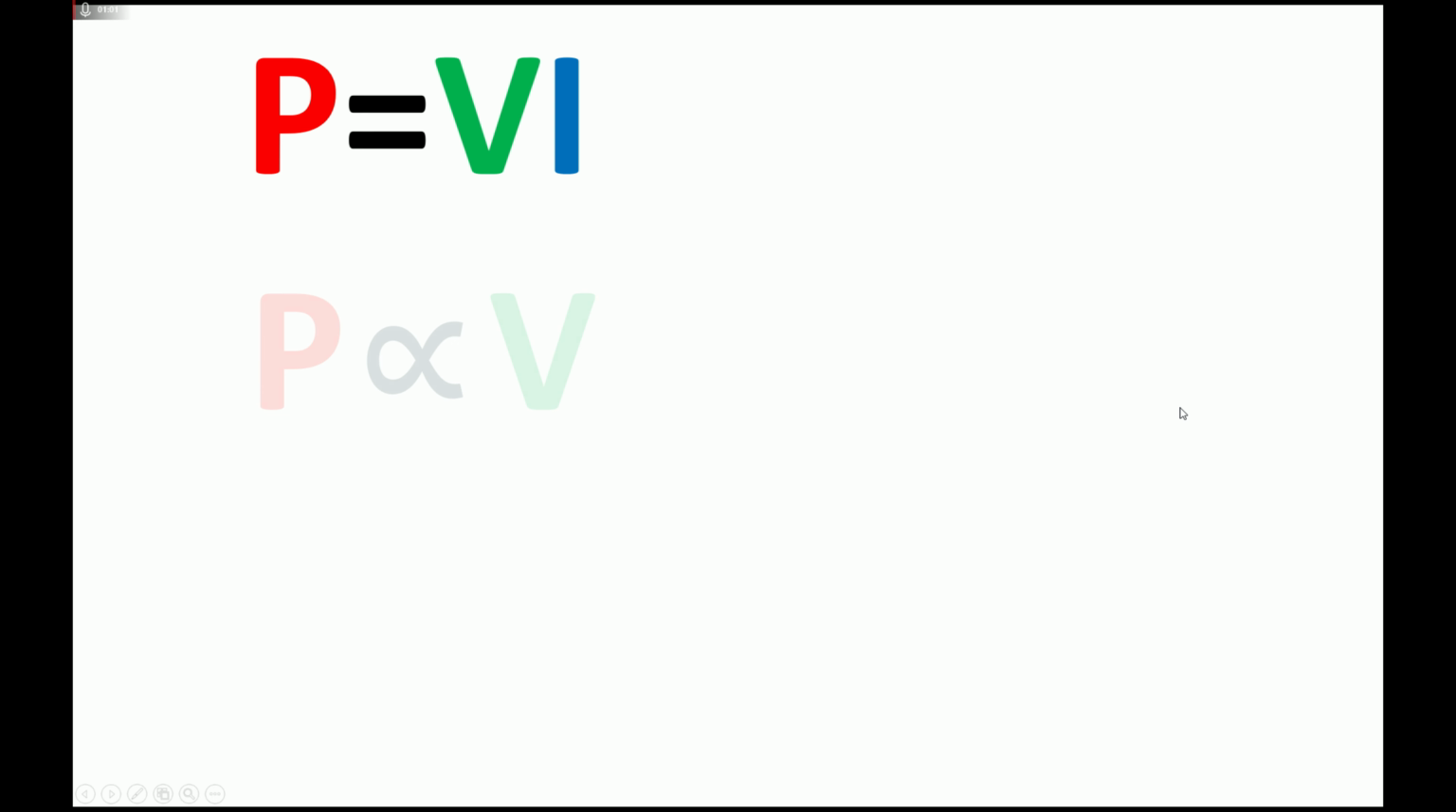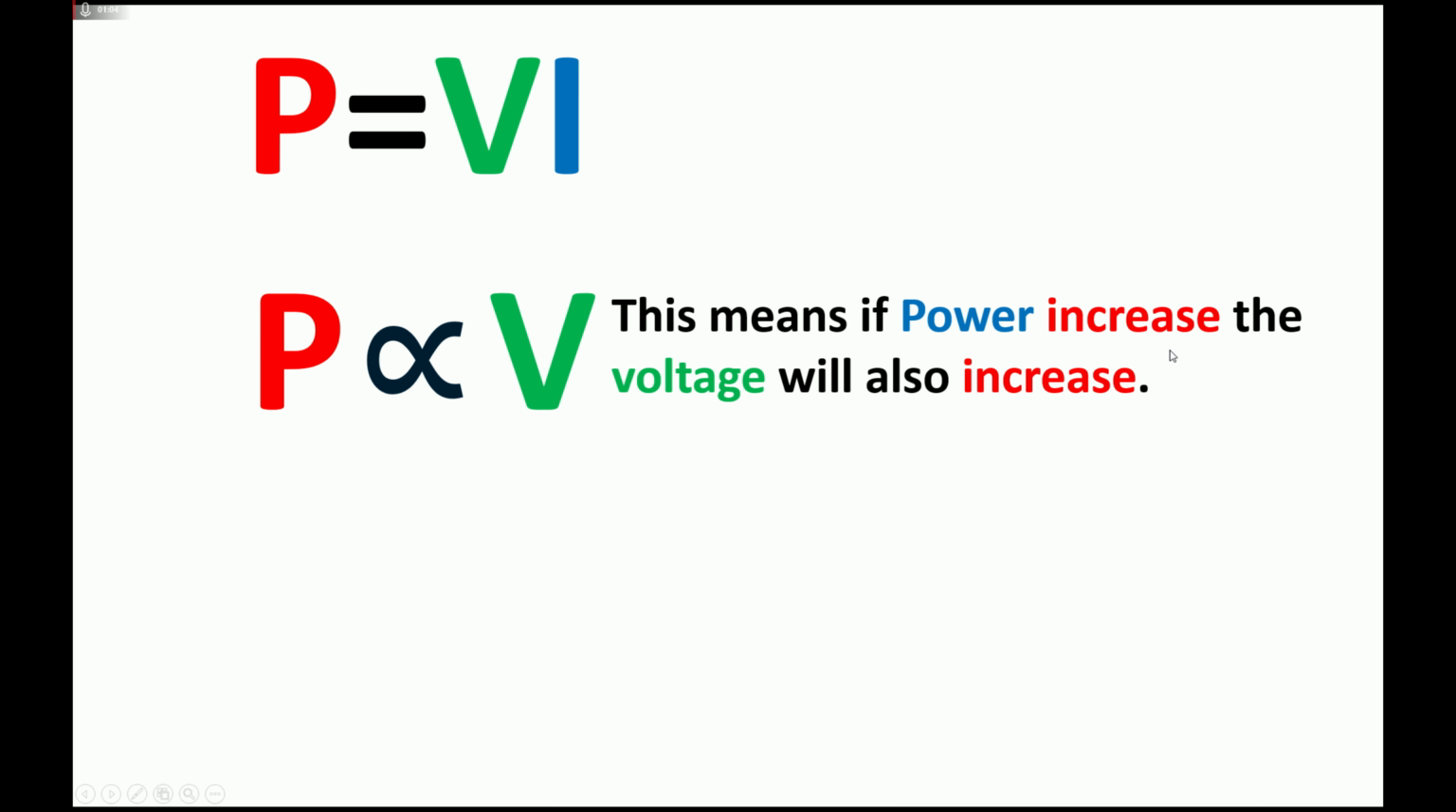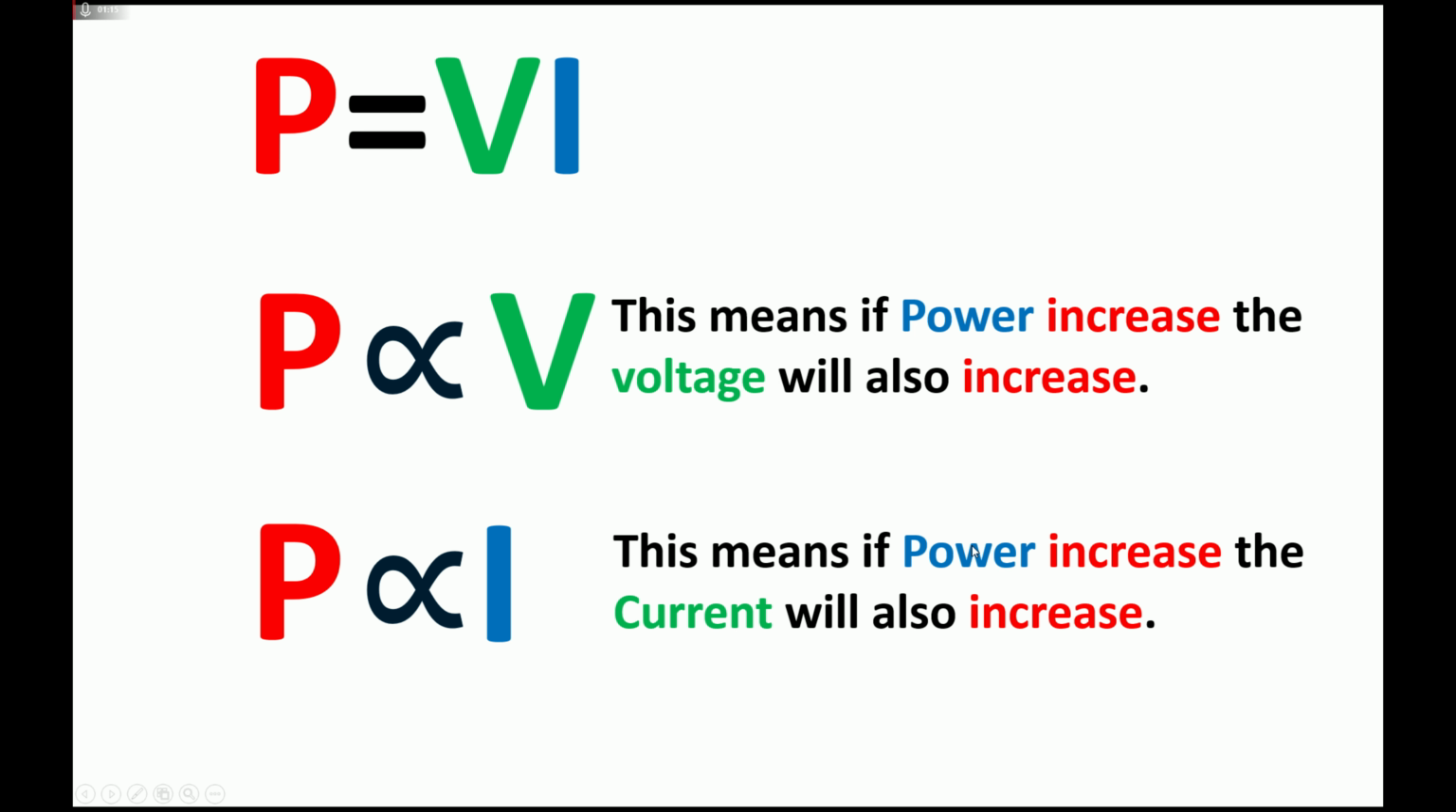So it means P is proportional to V. This means if power increases, the voltage will also increase. P is proportional to I. So this means that if the power increases, the current will also increase.